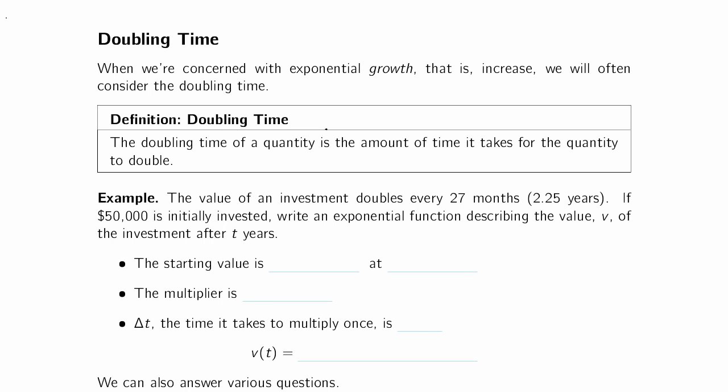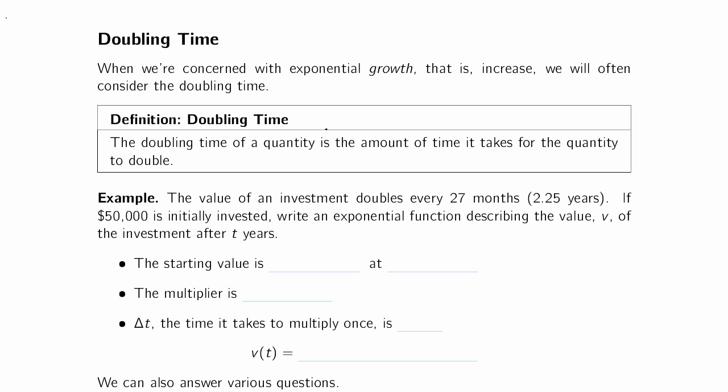When we're talking about exponential growth, we have a concept analogous to the half-life, and that is the doubling time. The doubling time is the amount of time it takes for a quantity to double. So, for example, we might be told that an investment doubles, which means doubles its value, every 27 months.